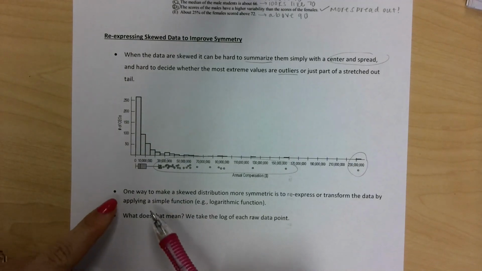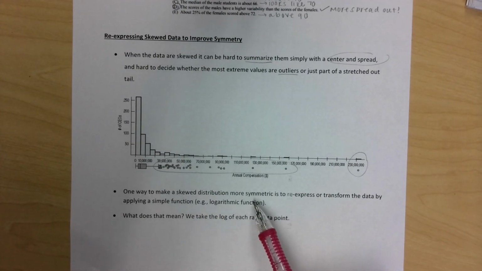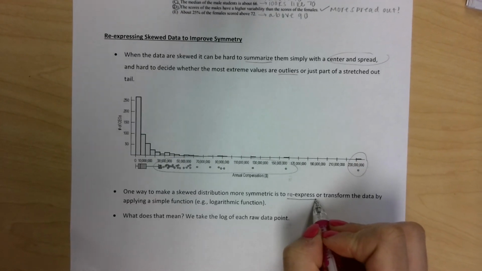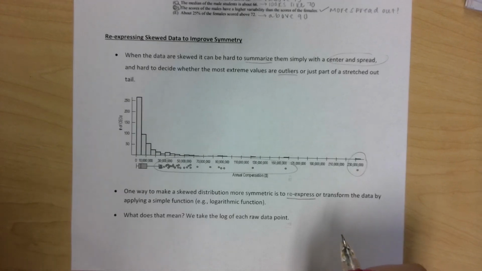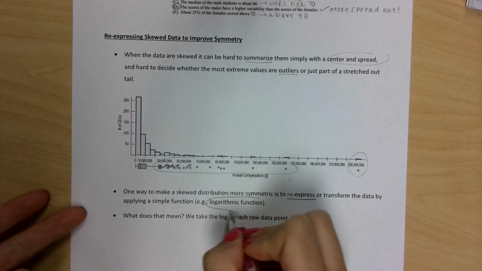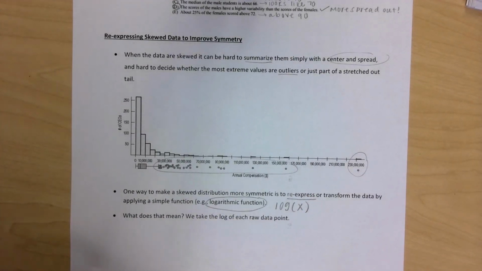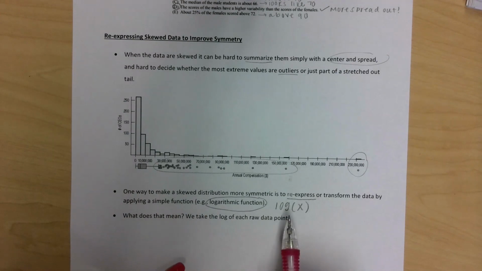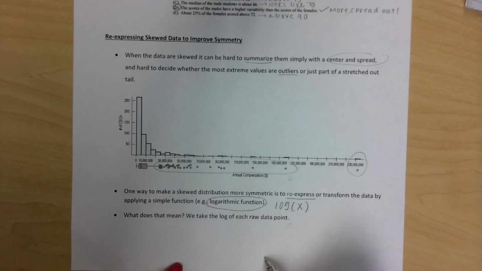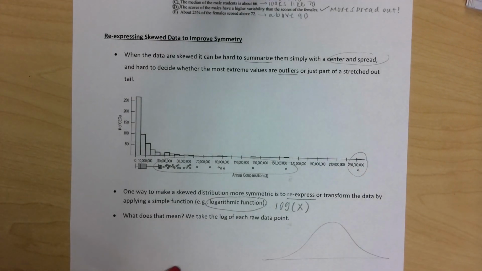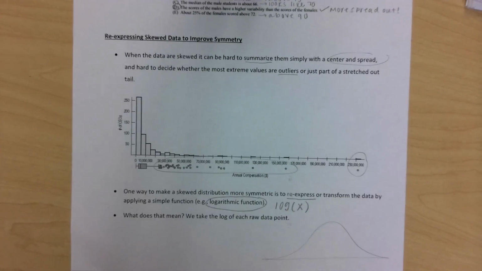So one way that we could make a skewed distribution more symmetric is to re-express it or to transform the data by applying a log function. In Algebra 2, I think in pre-calc as well, you guys saw this log function, log x. So what this means is that we would take each of our raw data points, we would take the log of it, and what would happen is it would make our data more symmetric. With that symmetric data, it would then be a little bit easier to talk about the center and the spread.